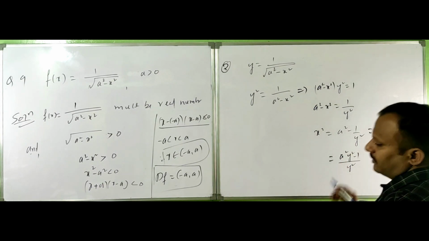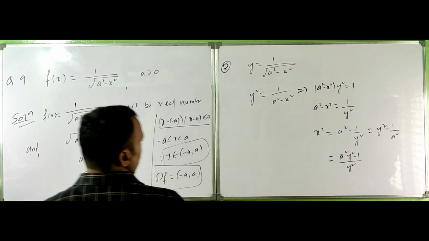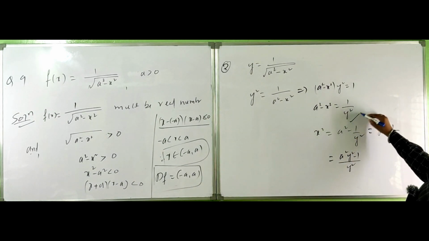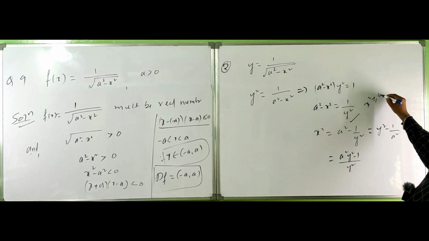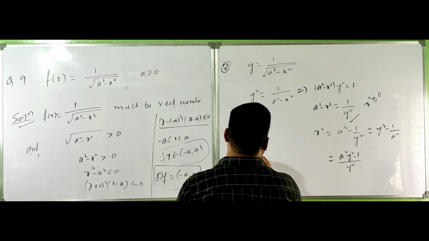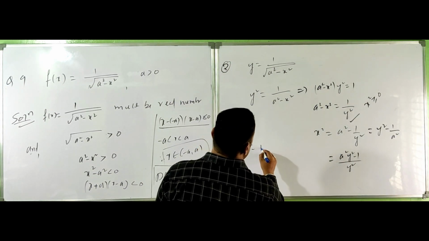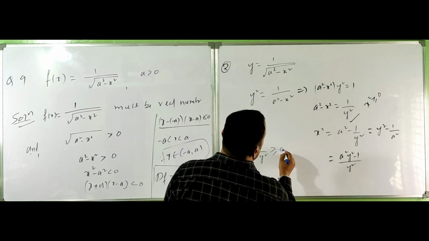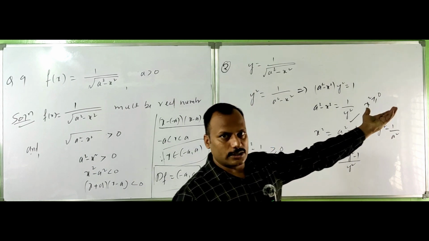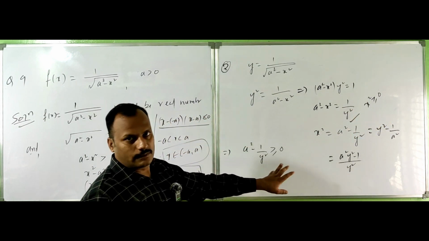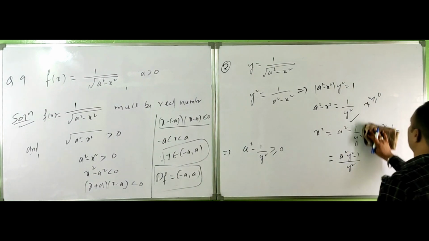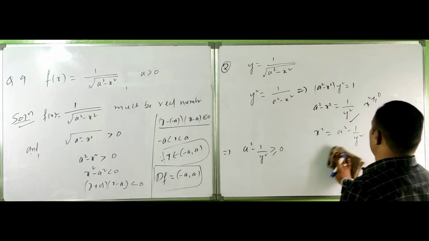Okay sir, this is the condition. x square is greater than or equal to 0, right? Therefore a square minus 1 by y square is greater than or equal to 0. Very important step: x square is a square number, always greater than or equal to 0. Therefore a square minus y square is greater than or equal to 0. This is not equal to the given. Take care, I will continue here only.